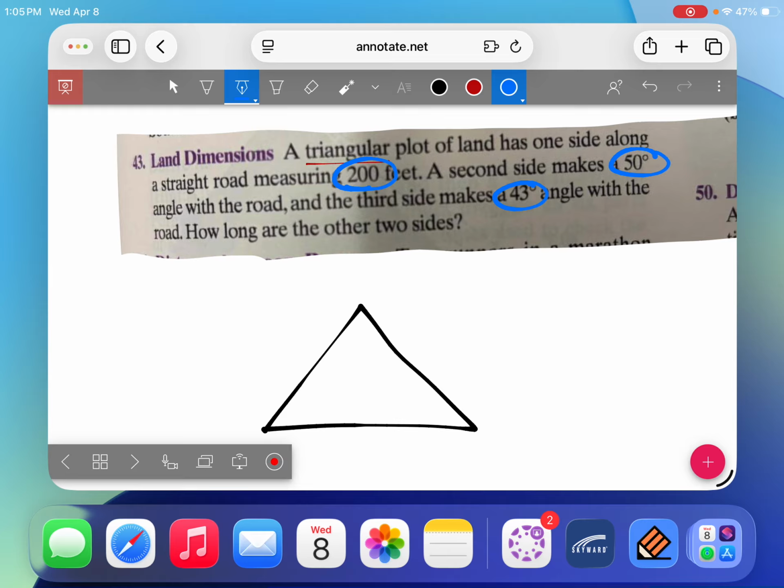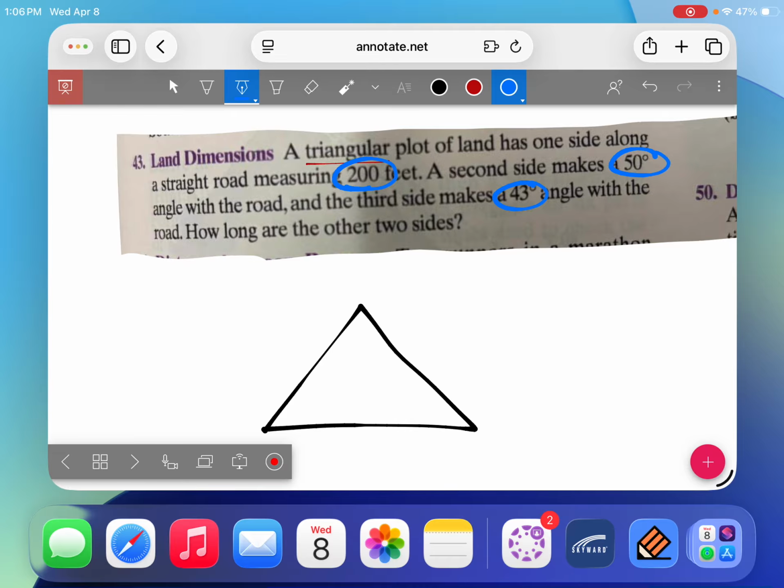So are both of these angles connected to this road? Both of those angles should be connected to the road. So when you set it up, the 200 should be at the bottom.